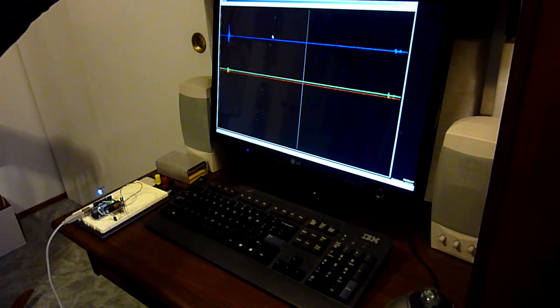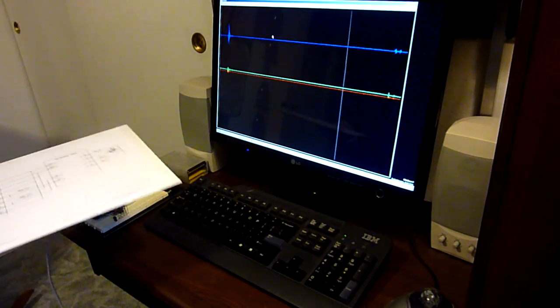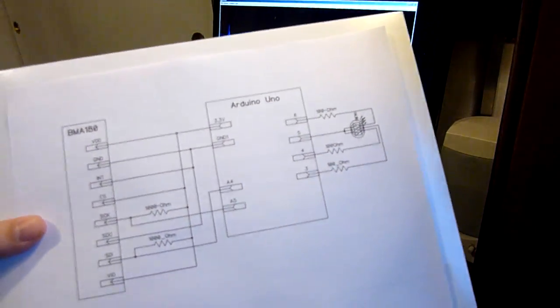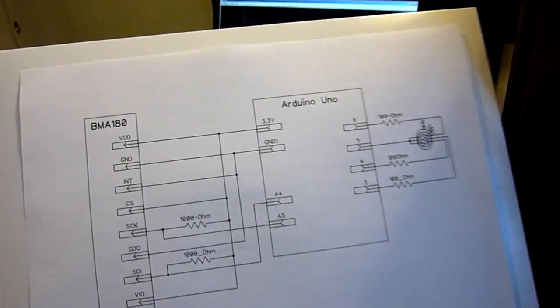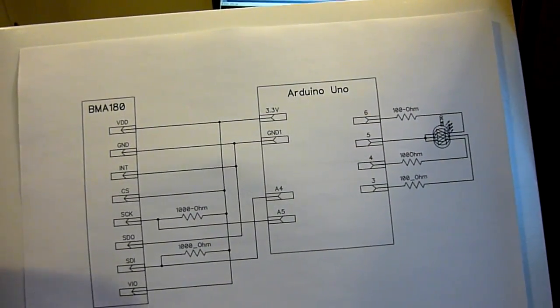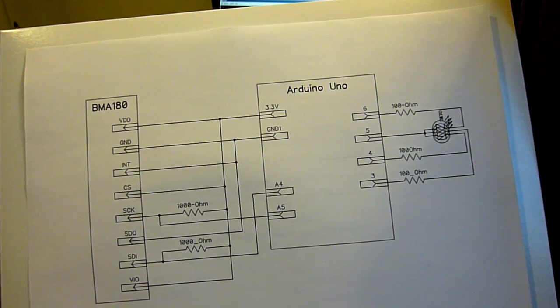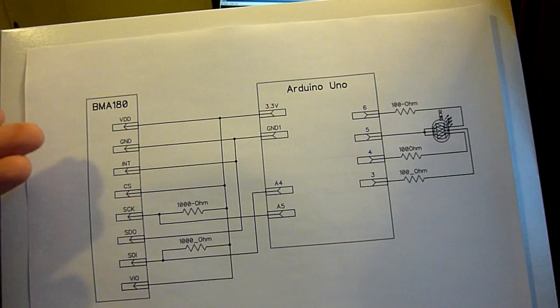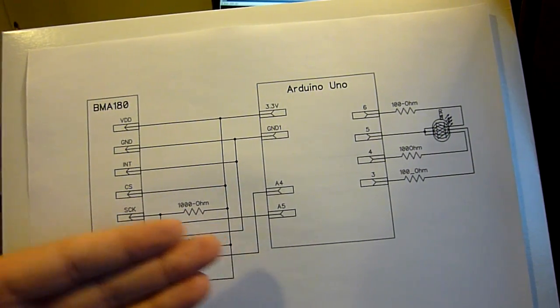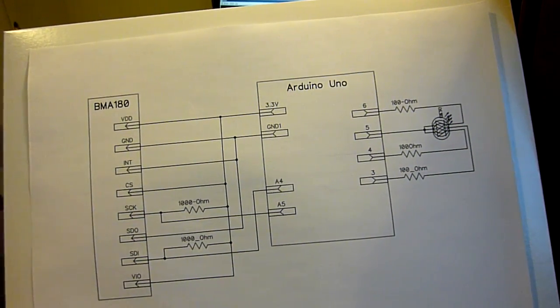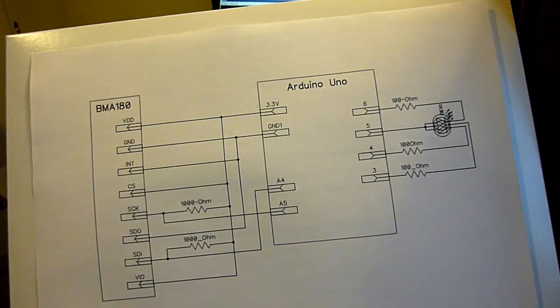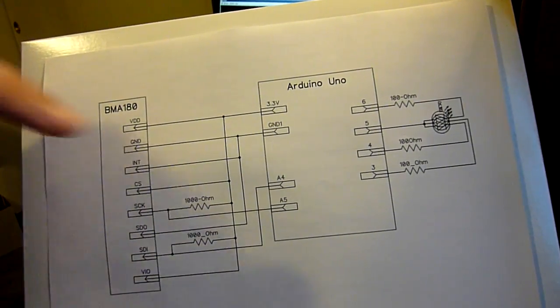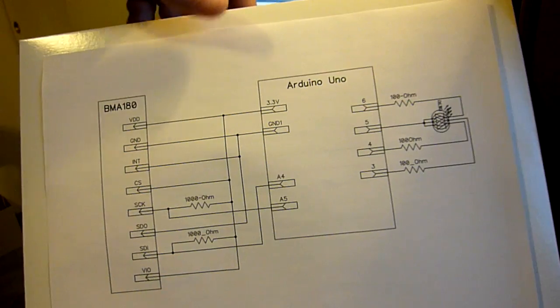The wiring diagram for the seismometer can be found on my website, centralnexus.com/seismograph. If you can't read this, you'll be able to get more details from that website. This is the wiring diagram of how I connected the Arduino Uno to the BMA180, and this configuration right here is called an I2C bus. And over here is the LED light to show the amount of acceleration.